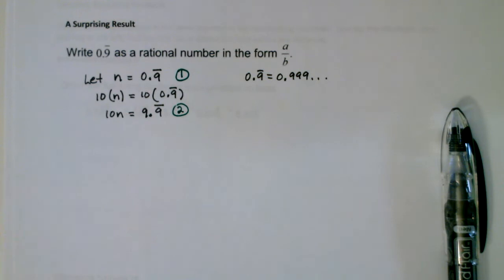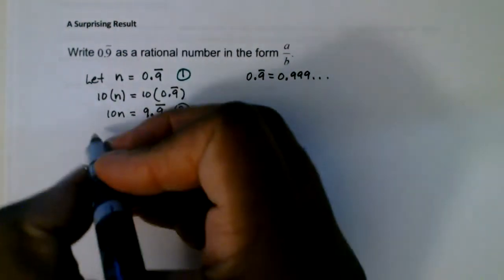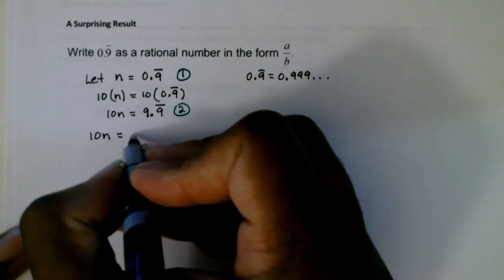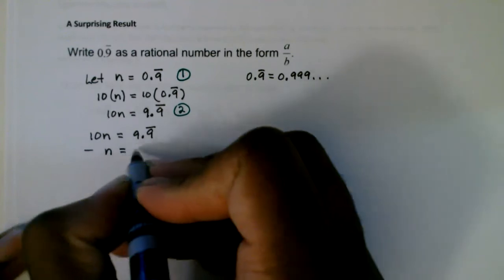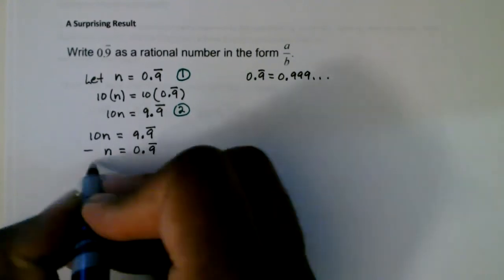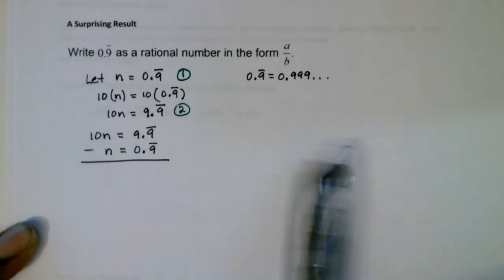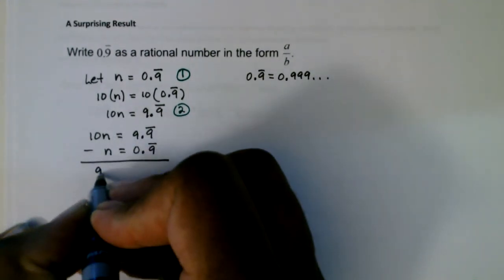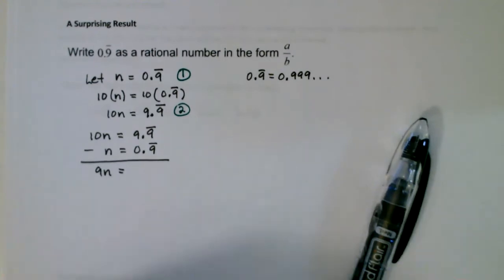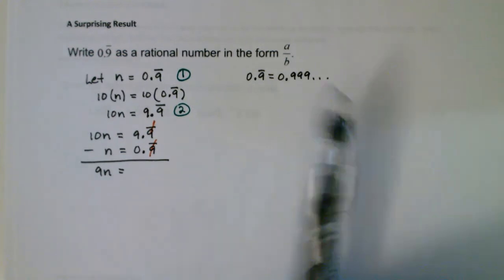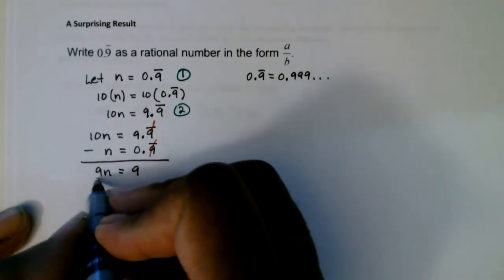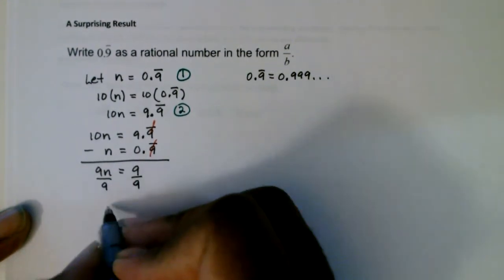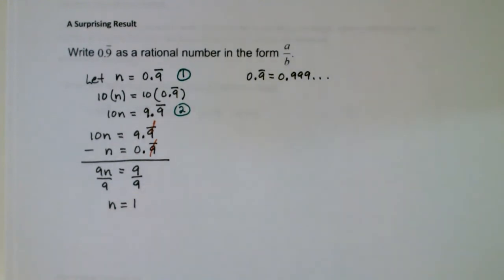Now watch what happens when I do equation 2 minus equation 1. That's 10n equaling 9.9 repeating minus equation 1, which is the n, that's 0.9 repeating. Now 10n minus 1n is 9n. That's equal to, and again, the repeating part is gone, you're left with 9. So 9n is equal to 9. And then when we divide both sides by 9, n is going to be equal to 1.